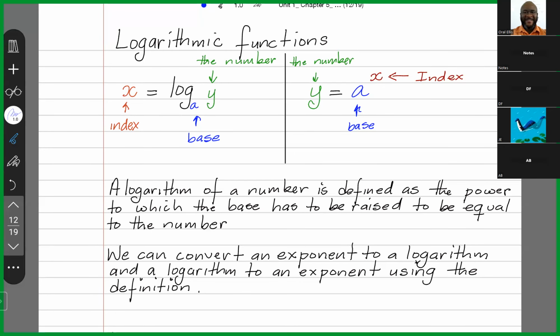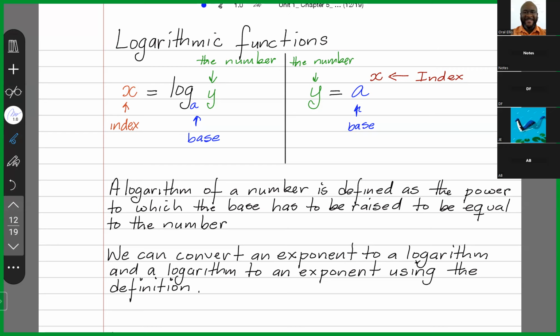All right, so next we're going to look at logarithmic functions. The first writing to the left says x is equal to log to the base a. So that's how you read it: x is equal to log to the base a of y. In that equation, x is the index, a is the base, and y is the number. So basically what we're saying is the log of a number to a base is equal to another number.